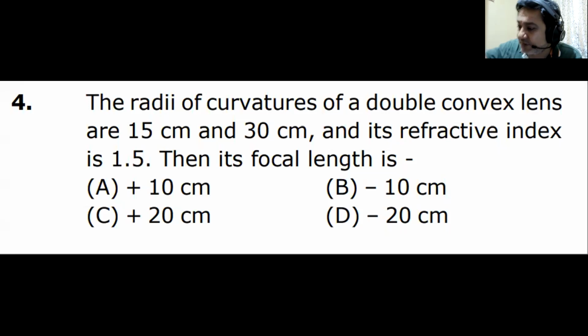We will solve one problem based on what we have learned today to wrap up today's class, and the problem comes right now on your screens. A simple problem: the radii of curvature of a double convex lens is 15 and 30. Its refractive index is 1.5. What is the focal length? I'll give you a minute to find it out.